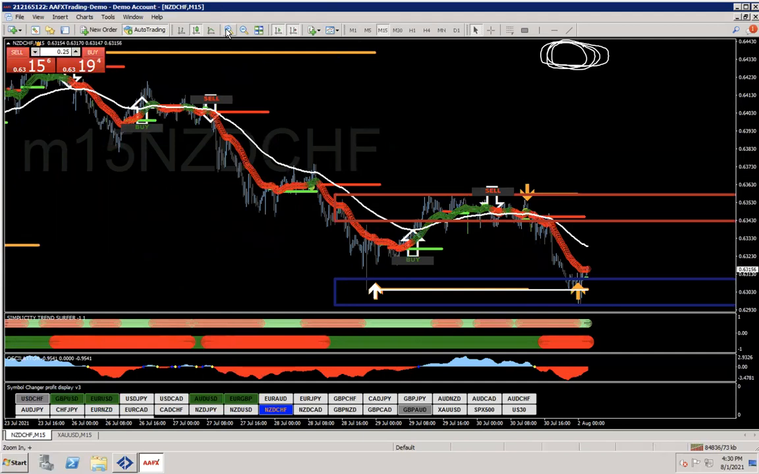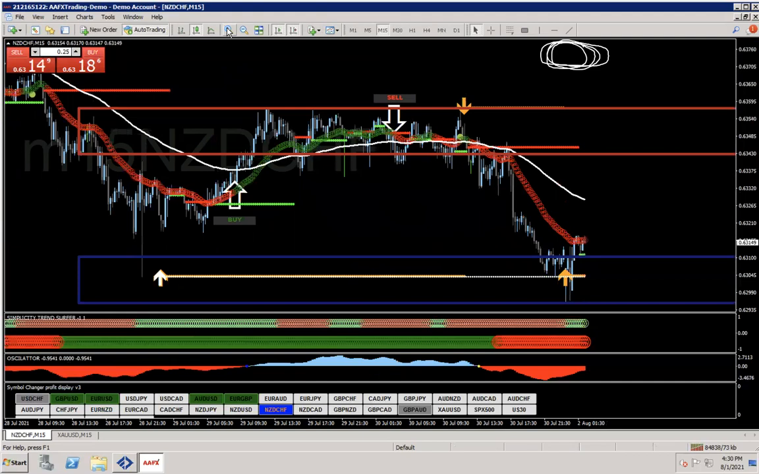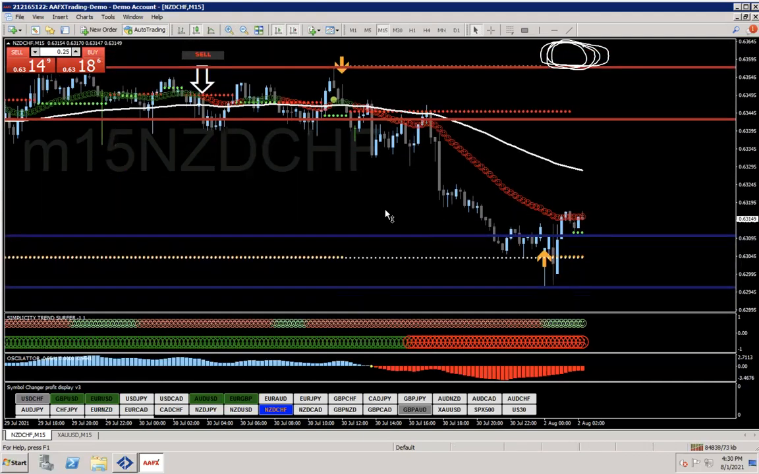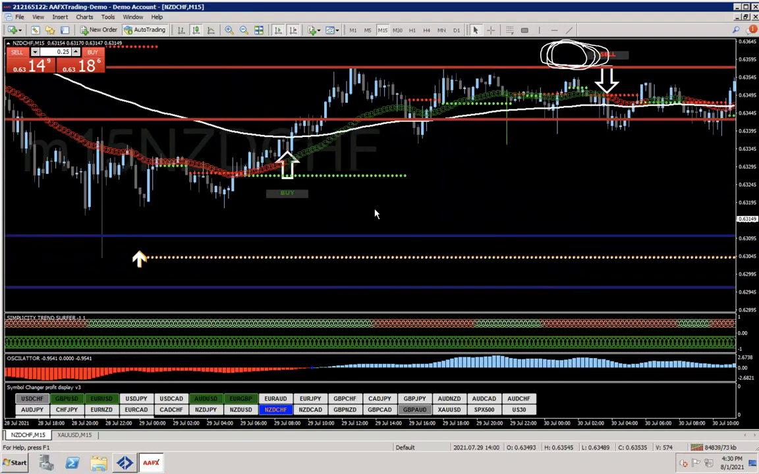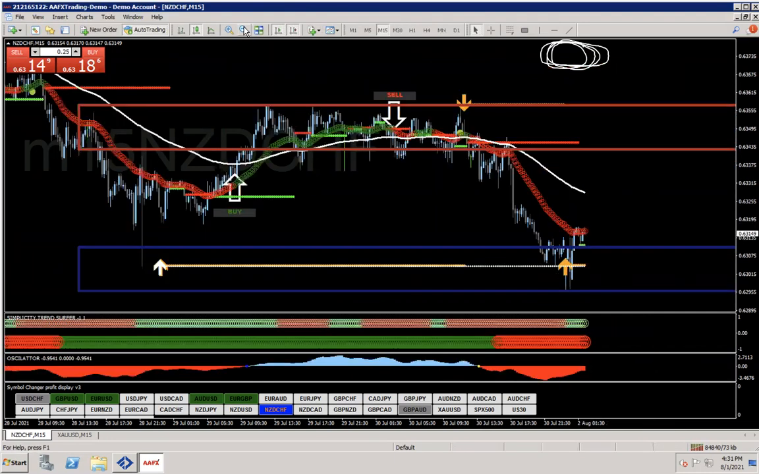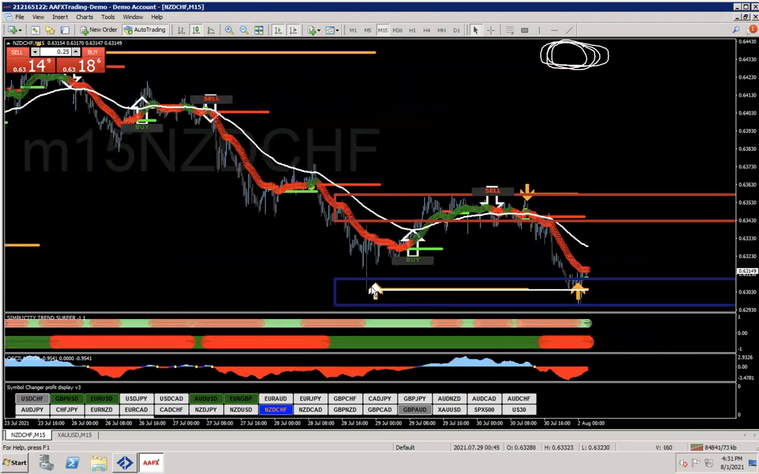This is NZD Swiss. It's rejecting both 4-hour and daily. This is why I say it's still rejected 4-hour and daily. This daily is in effect until we see another white daily up top. On the way down, we didn't see a white one, so this daily is still in effect.